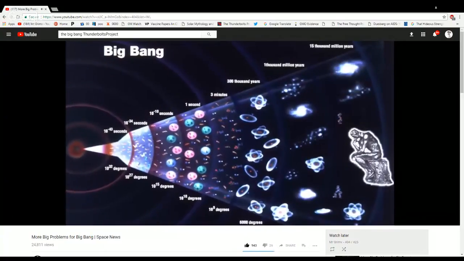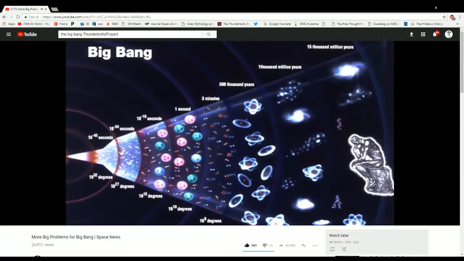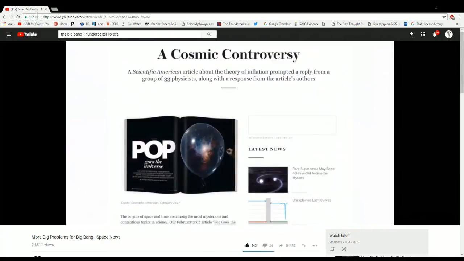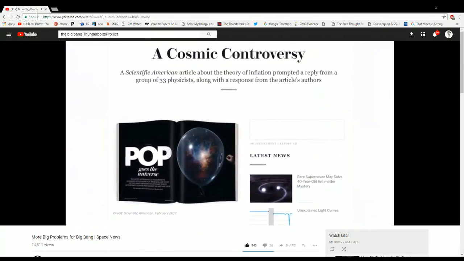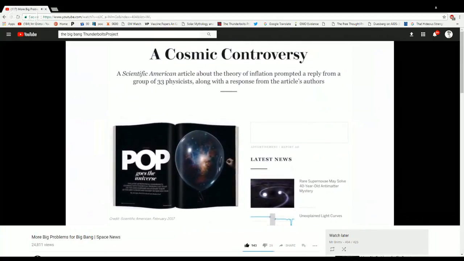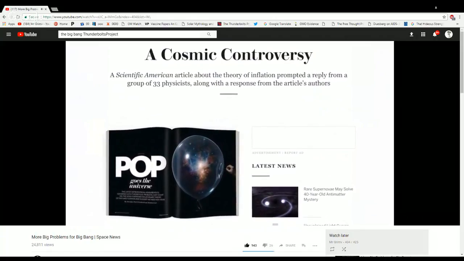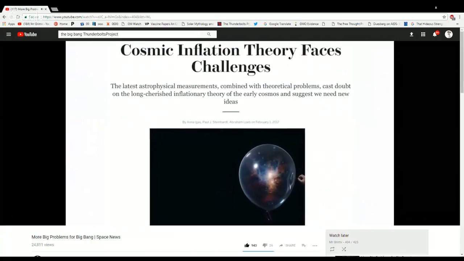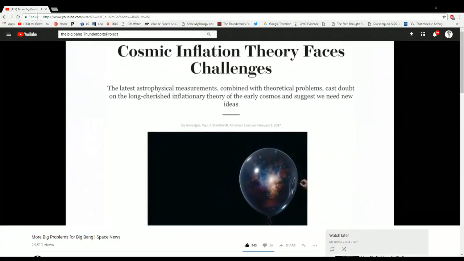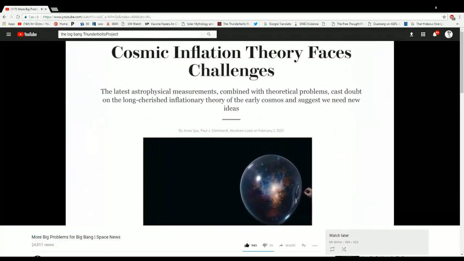Nevertheless, consensus scientific opinion remains that the Big Bang is the best current theory for the origins of our universe. Indeed, a recent Scientific American article aroused a response from some of the world's most revered cosmologists that demonstrates just how slow and difficult real change is in the culture of science. The article in question, entitled "Cosmic Inflation Theory Faces Challenges," proposed that the universe began with a so-called Big Bounce instead of a Big Bang.